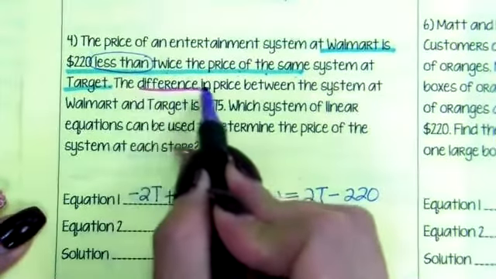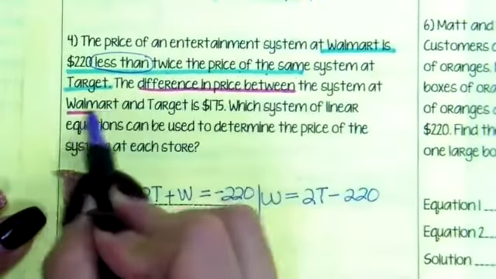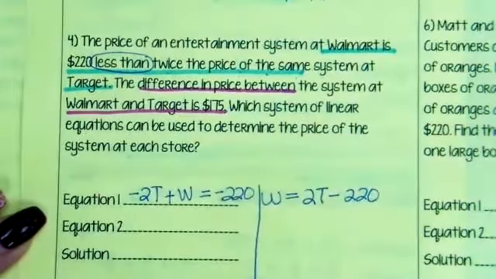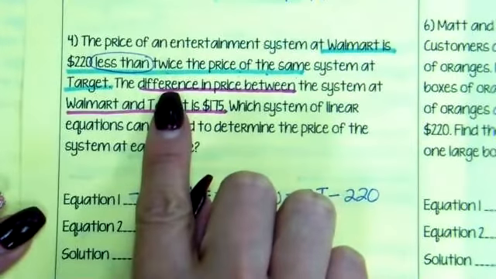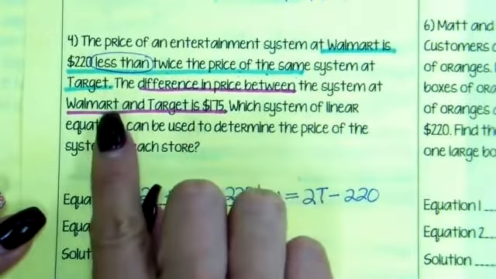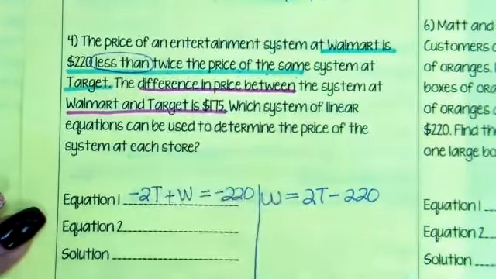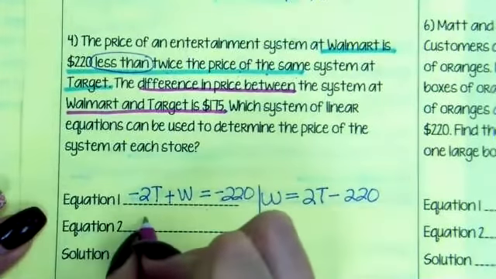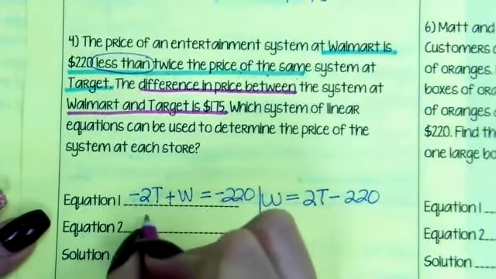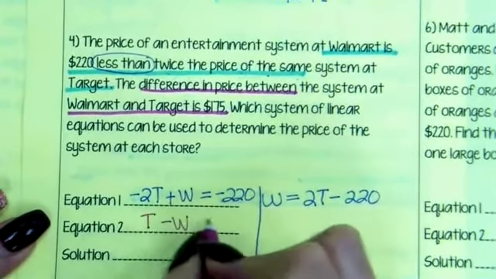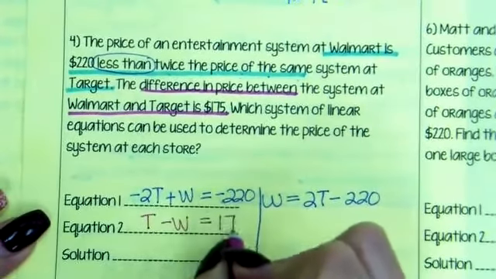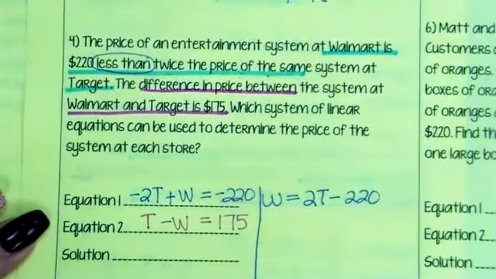The difference in price between the system at Walmart and Target is $175. So there's your other equation. What's the difference? Subtraction. So the subtraction between Walmart and Target is going to be 175. So you could write that equation. The difference between Target and Walmart is $175. And then you find out the answer by using a matrix.